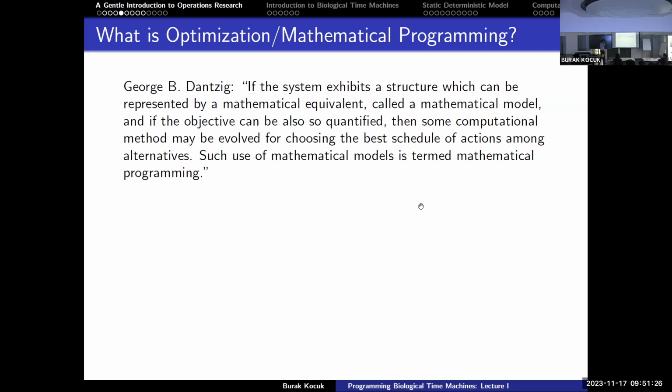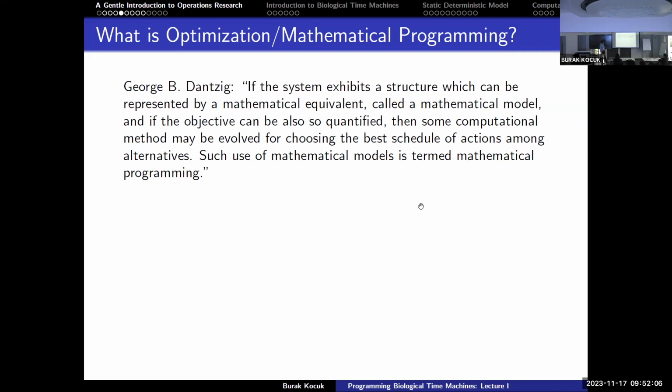Okay. So this is how he describes optimization, or the mathematical programming problem. If he lived today, maybe he would use different terms, but I think we can still understand. So, if the system exhibits a structure which can be represented by a mathematical equivalent, called a mathematical model. The mathematical model, we still use it today. It probably means different things to everyone. Okay? Biologists also use mathematical models, statisticians use them, and we optimizers also use them. I just showed you one example.